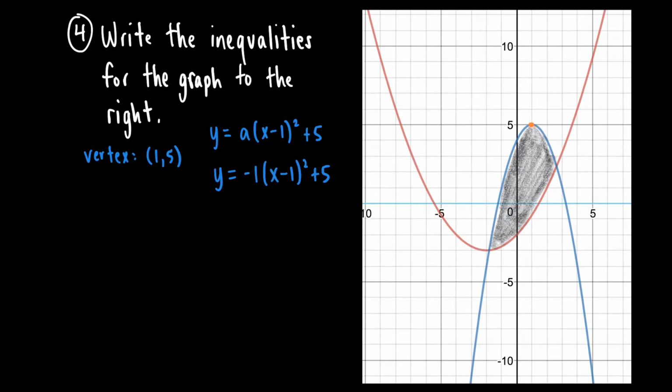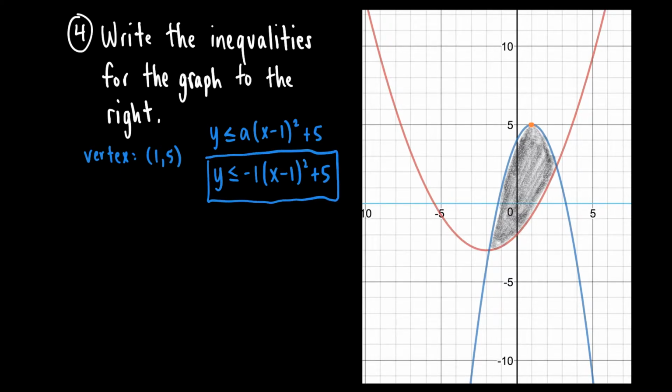Now, notice how I'm putting equals here. I shouldn't really be putting equals because we're not taking all the places where the y value is equal to -1 times x minus 1 squared plus 5. We're taking all the values that are less than or equal to. So I need to actually change this to say less than or equal to. So let me erase that. So that's going to be less than or equal to because we're shaded below that parabola. All right, so there's your blue.